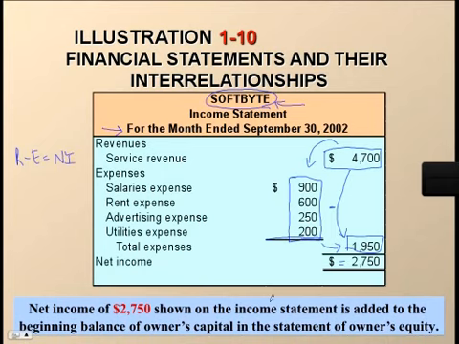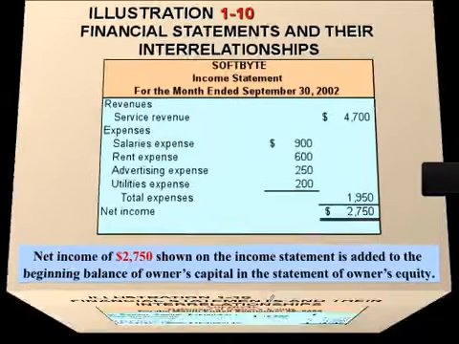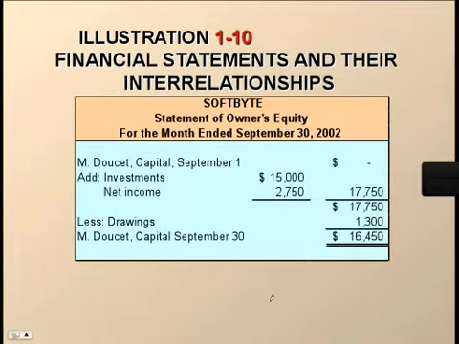So again, in summary, net income of $2,750 shown on the income statement is added to the beginning balance of the owner's capital in the statement of owner's equity. So let's take a peek at that. So here's our statement of owner's equity, and here's our net income.